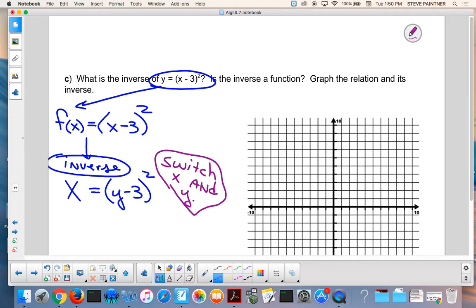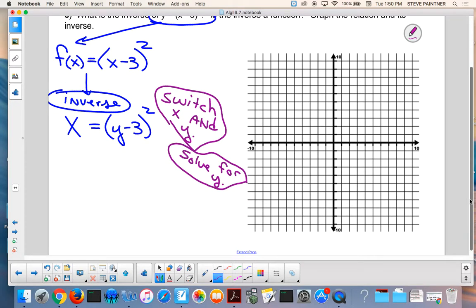Got you started a little bit. Switch x and y, solve for y now. That's what you're doing, right? Solving for y. Second thing is solve for y. And maybe you're stuck right now. Maybe you don't know what to do. How do you solve for y? What do you get rid of first, the minus 3 or the square on the outside? You got to get rid of the square so that you can get it down to just y minus 3. How do you get rid of the square?